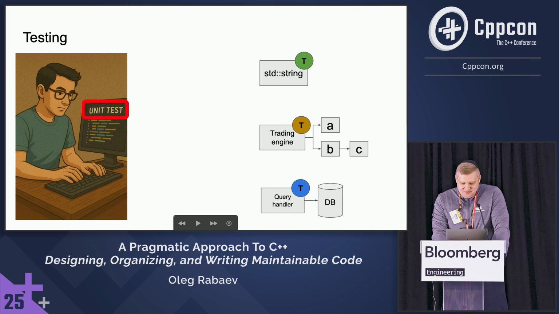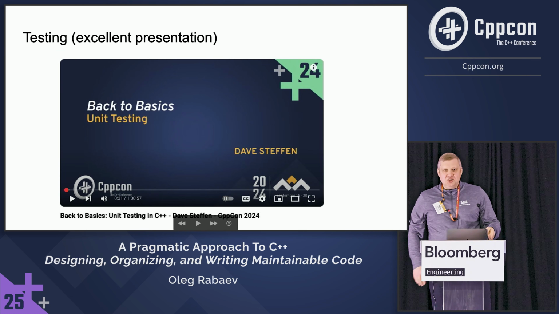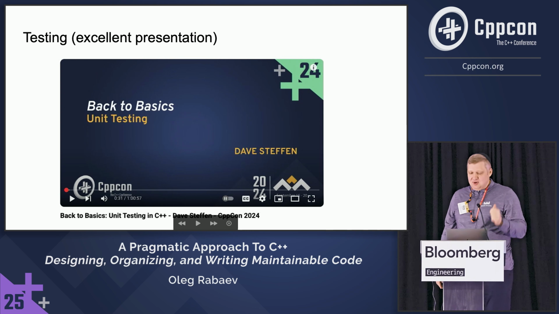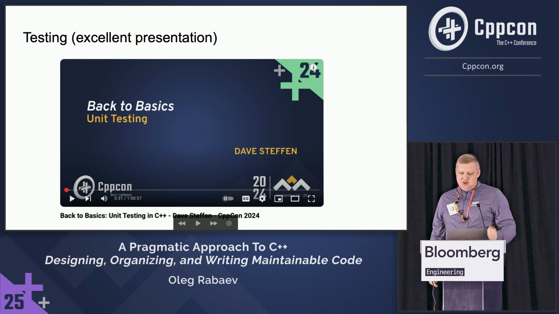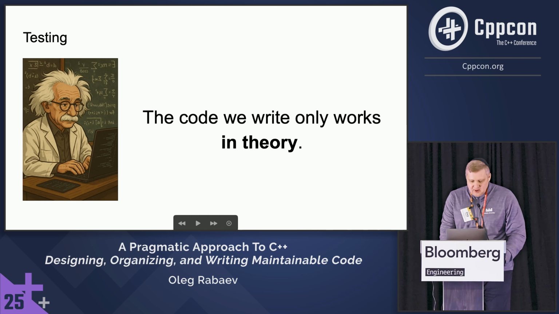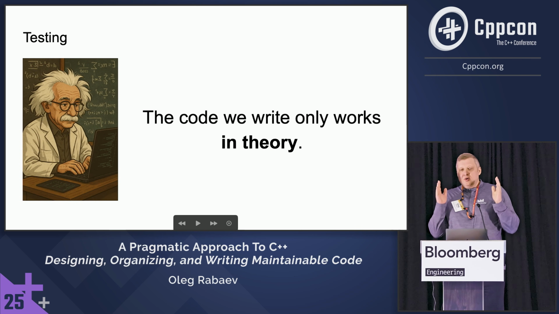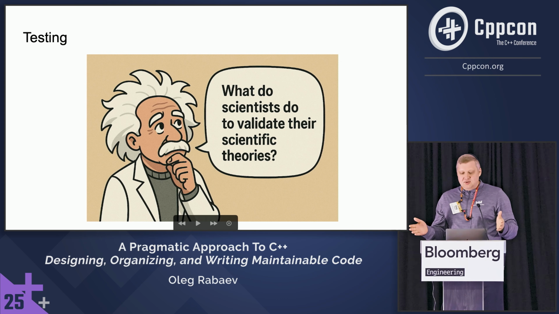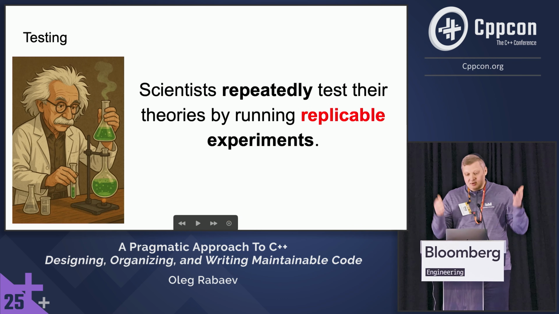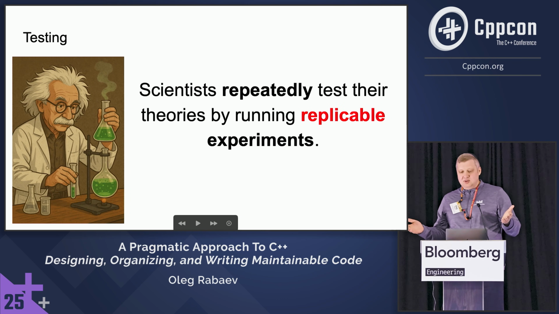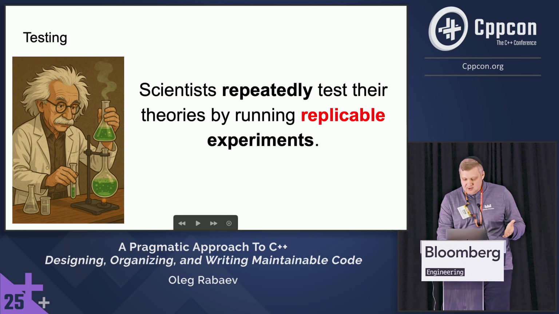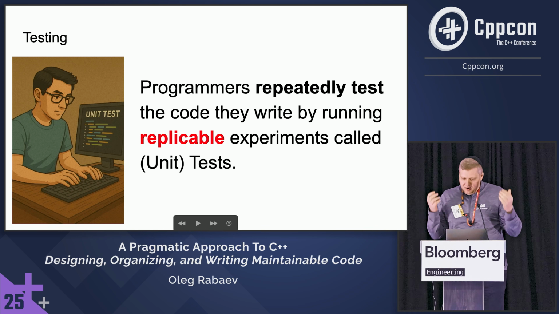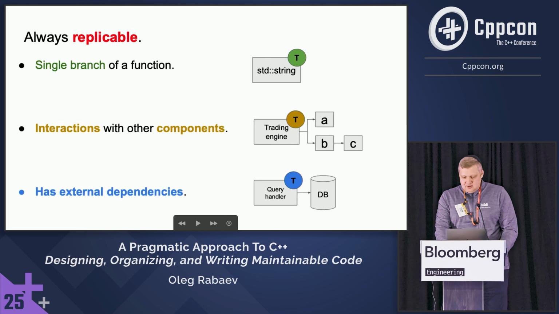Testing. I'm going to hijack this year's presentation with last year's presentation. I know we think about unit testing. This is the best presentation I've seen so far. Please watch it. The code we write only works in theory. What do scientists do to validate scientific theories? Scientists repeatedly test their theories by running replicable experiments. Programmers repeatedly test the code they write by running replicable experiments called unit tests.